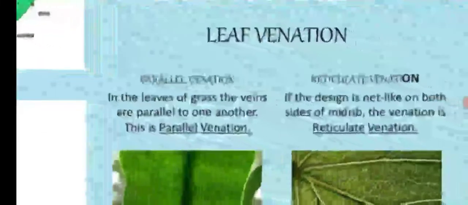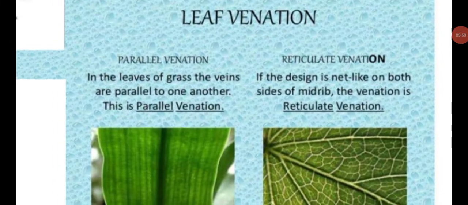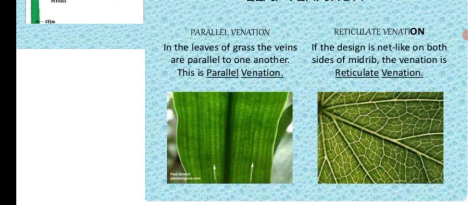And there are two types of leaf venation. First is called reticulate venation and second is called parallel venation. Here you can see the parallel venation. Veins are parallel to each other, and such venation is present in wheat plant, paddy, maize. And after that is the reticulate venation. You can see the veins make a net-like structure. This type of venation is present in tall trees, that is neem, mango.